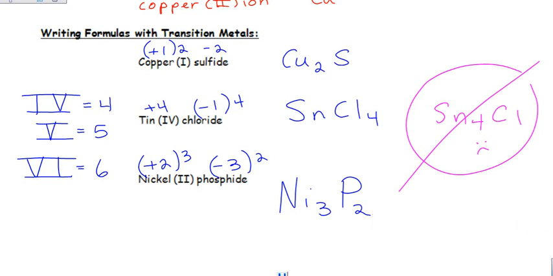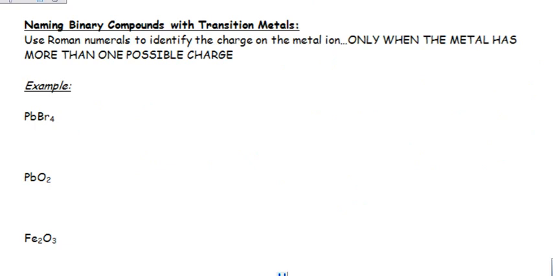Now, when you're writing the names, sometimes this can be a little more work. Because often people will say, when do you need the Roman numeral? I get this is like lead bromide, lead oxide. How do I know if I need the Roman numeral when I'm writing the name? Use Roman numerals when more than one charge is possible.